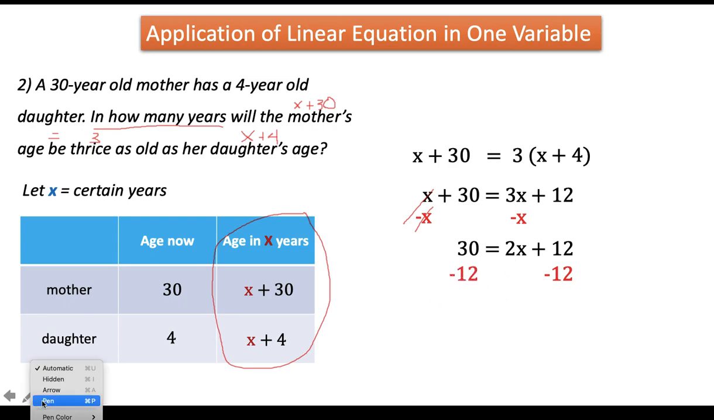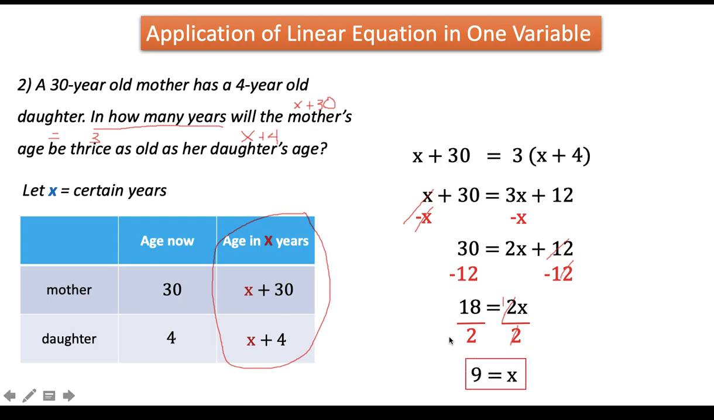On the right side, 12 is eliminated and we are left with 2x. Then on the left side, 30 minus 12 is 18. Finally, applying the division property of equality, we divide each side of the equation by 2, so that 2 divided by 2 leaves us with x. Then on the left side, 18 divided by 2 is 9. Therefore, x equals 9. And that x represents the certain number of years in which the mother's age becomes triple her daughter's age.